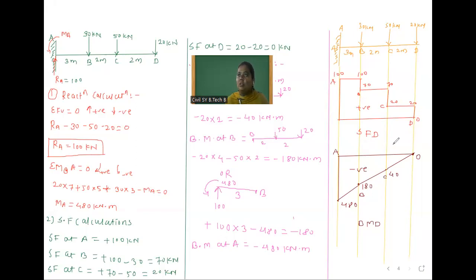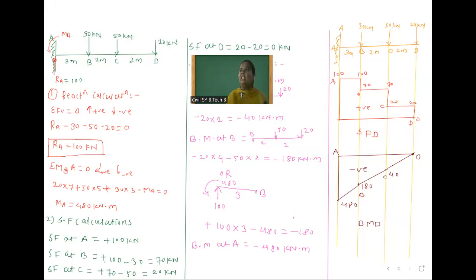Okay, if you're writing this over, shall I take next example? Yes. Those students who are attending online, please put it in the chat box. Yes, Shruti. Okay, after that, if you want time, please take a screenshot. So we will continue with the next example on overhanging beam.